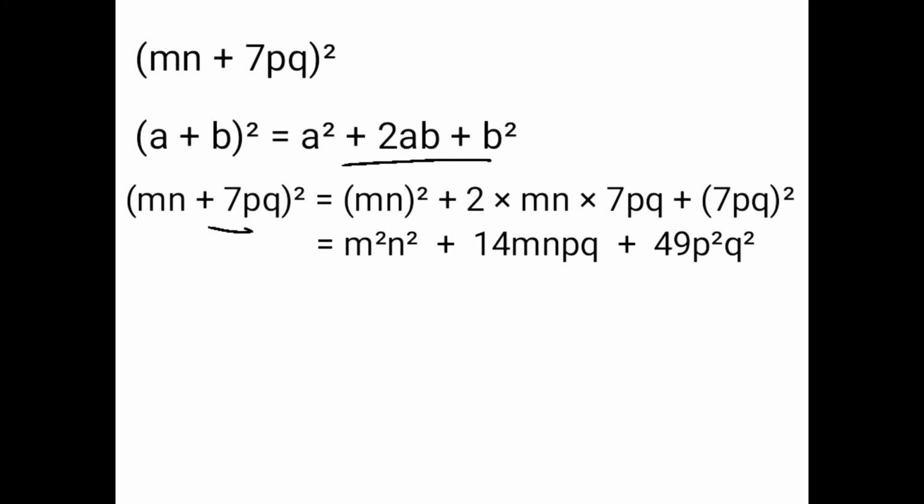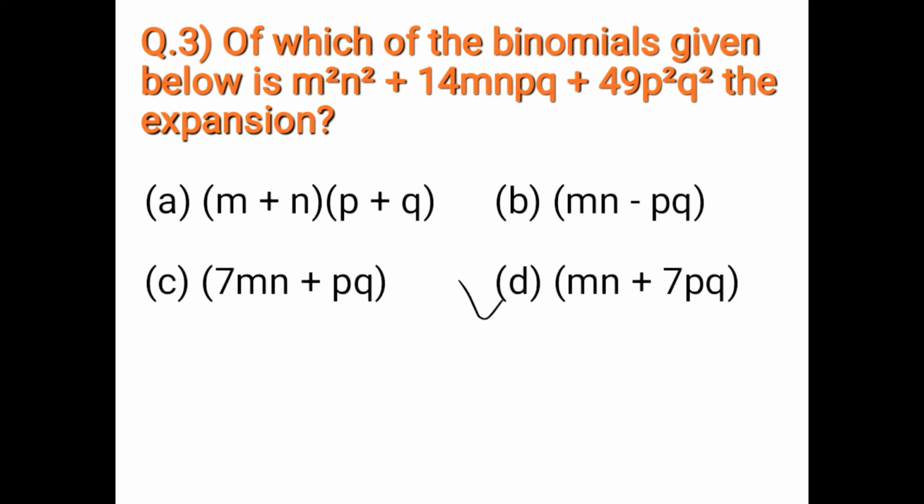Okay. Then next is plus (7pq) the whole square. First you have to take the square of the variables. The square of the variables remains the same, but here pq are different variables, so you have to write each in square form. That is p square q square. And now you have to multiply the square of the number. 7 square is 49. So the final answer is m square n square plus 14 mn pq plus 49 p square q square. So option D is the correct answer after solving.